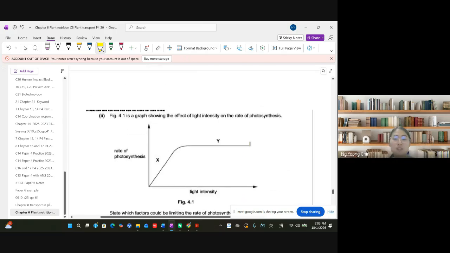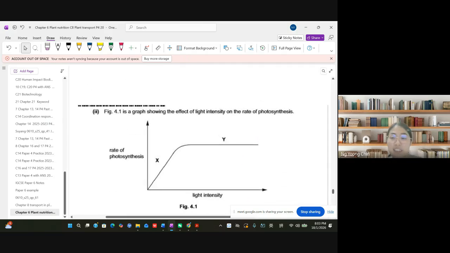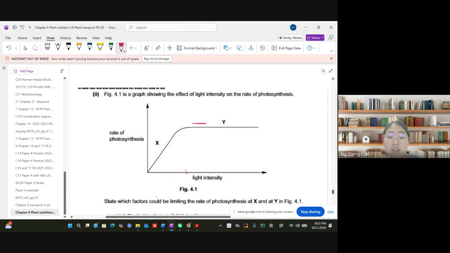And then for this one, effect of light intensity on the rate of photosynthesis. So here's the light intensity, so what will happen? Once you increase the light intensity until it reaches here, it becomes plateau already. Okay, your answer is what? State the factors. What kind of factor could be limiting the rate of photosynthesis at X and Y?